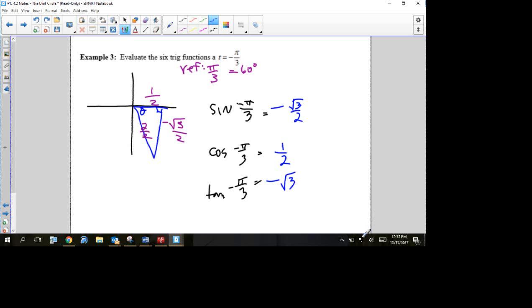And we reciprocate them, we find the other ones. Cosecant is negative 2 radical 3 over 3. Secant is 2, and then cotangent is negative radical 3 over 3.